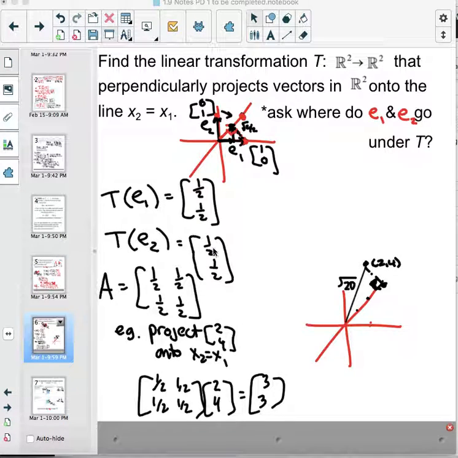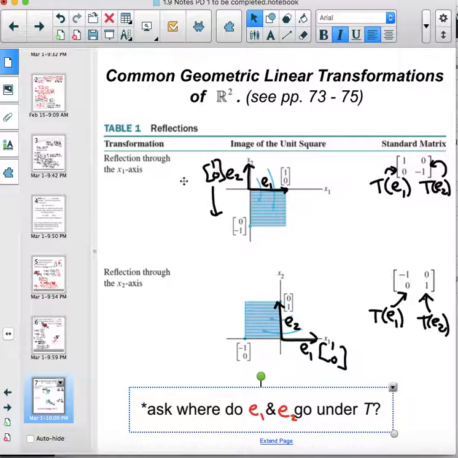So we left off on this example. This is now part 2. I want to show you some things that were in the textbook. These are several pages of common geometric linear transformations. We're going to always ask ourselves, where does E1 go, and then where does E2 go?